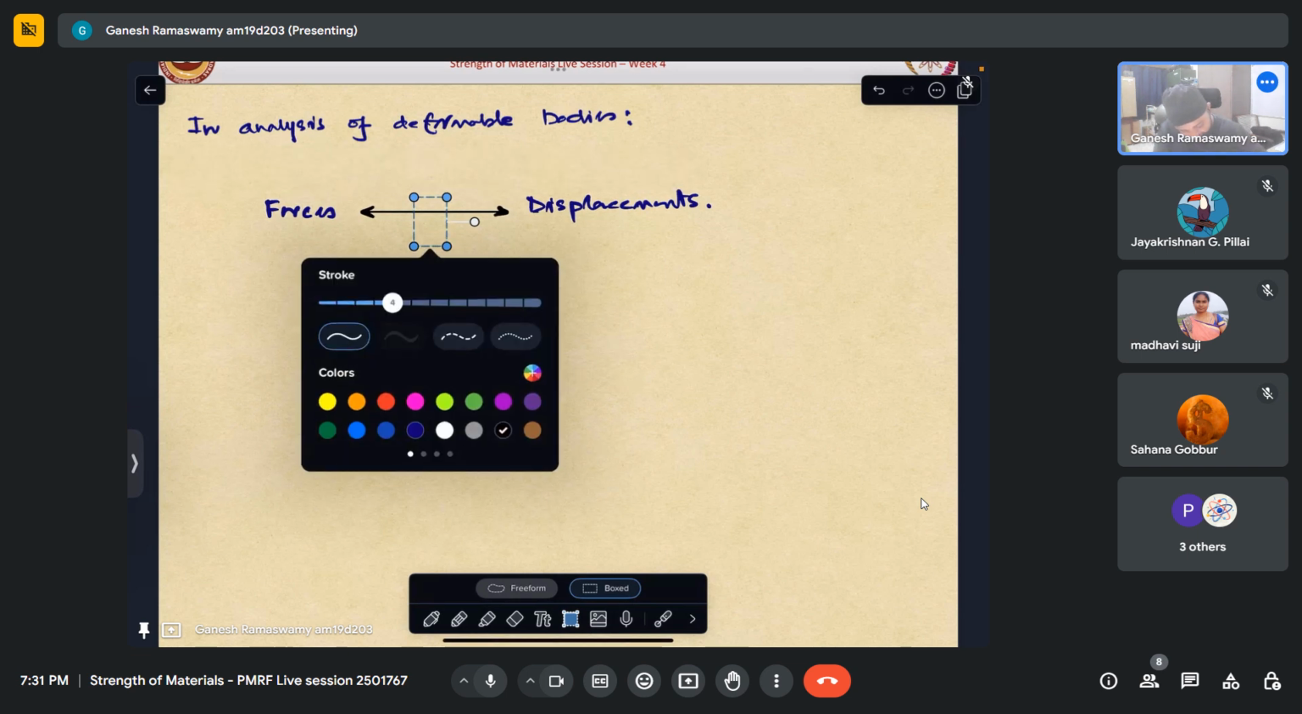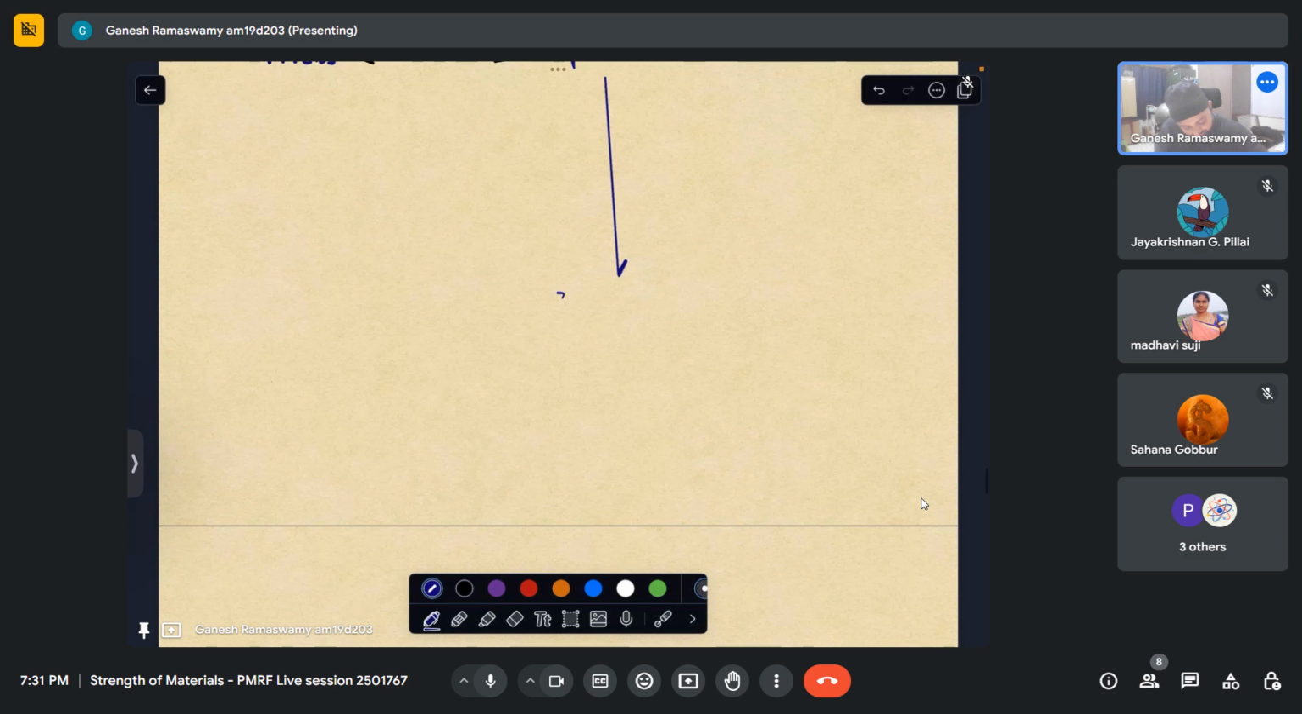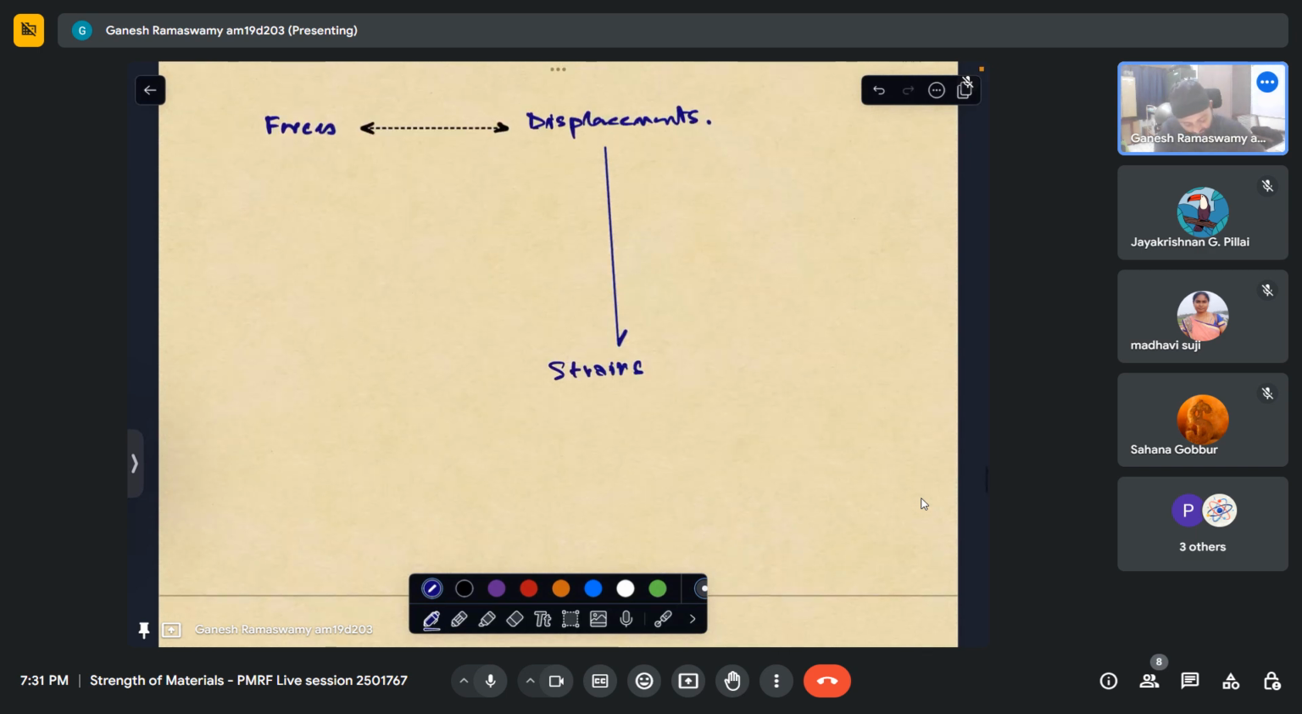So in the case of deformable bodies, from displacements, we calculate strains. From strains, we can calculate stresses at some point and then integrate that stress all over the body in order to get to the forces. So we take a circuitous route. That is all there is.